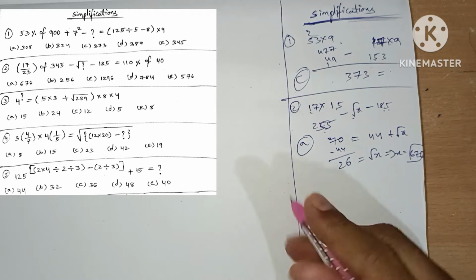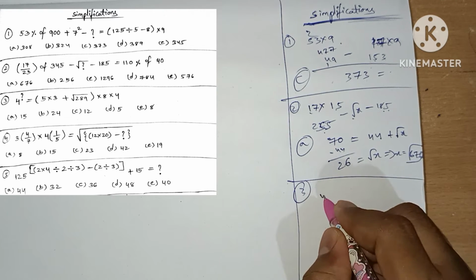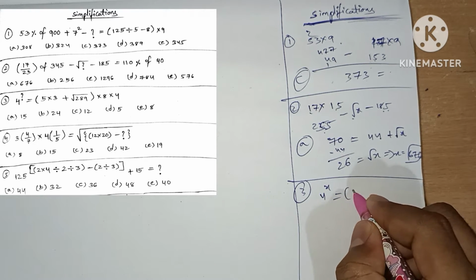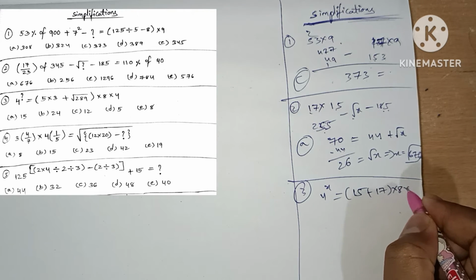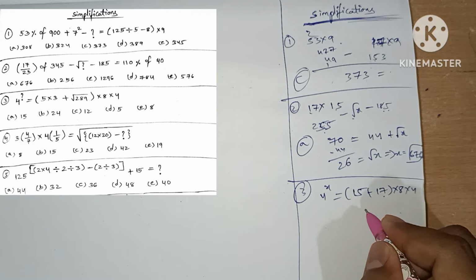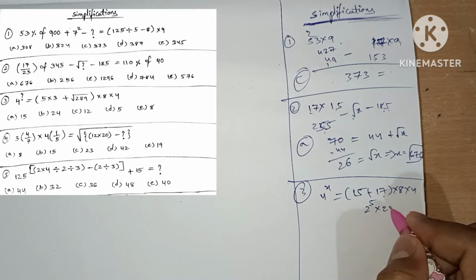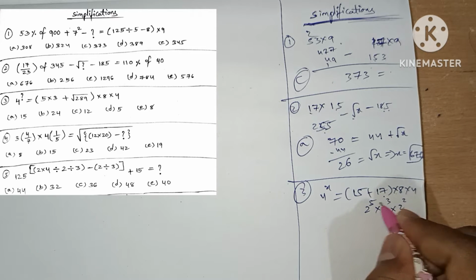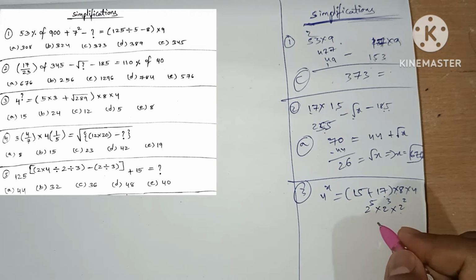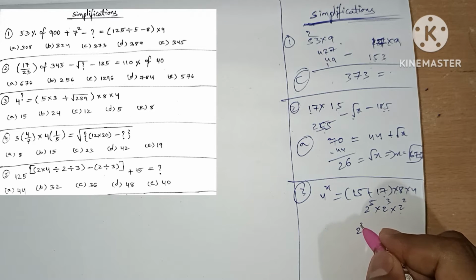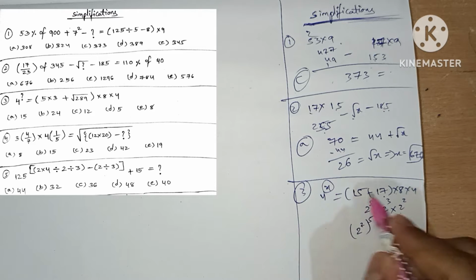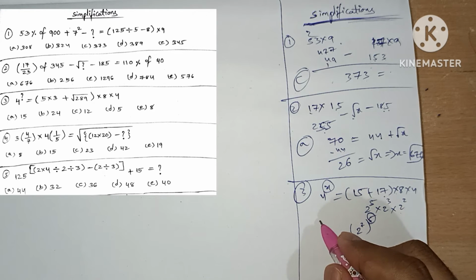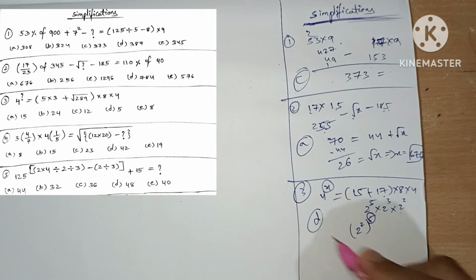Third one, 4 power x equals to 5 3 times 15 plus root over 289, 17 into 8 into 4 times. This will be 32. 32 means 2 power 5. This is 2 cube. This is 2 square. Totally 2 power 10. 2 power 10 means, let's write this as 2 square whole power 5. So we get x value, which is 5. So x is 5 means answer will be option D.